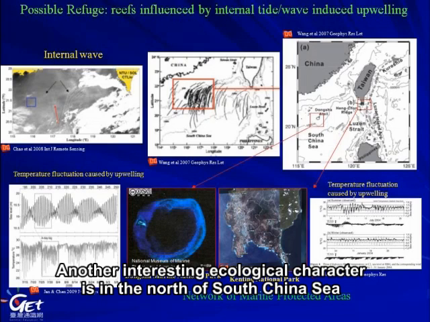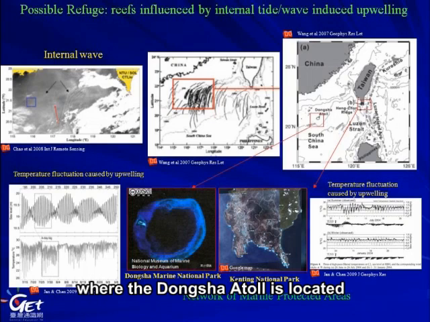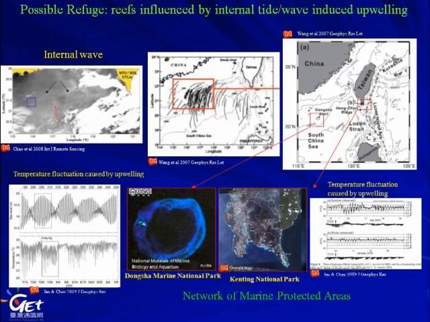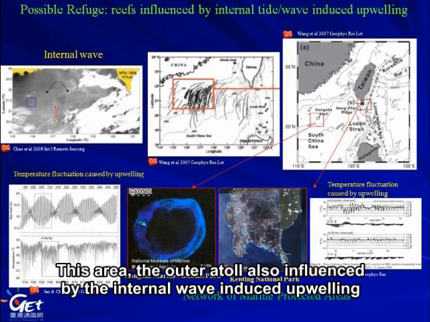Another interesting ecological character is in the north of South China Sea, where is the Dongsha Atoll located. This area, the outer reef, the outer atoll, also influenced by the internal wave-induced upwelling.